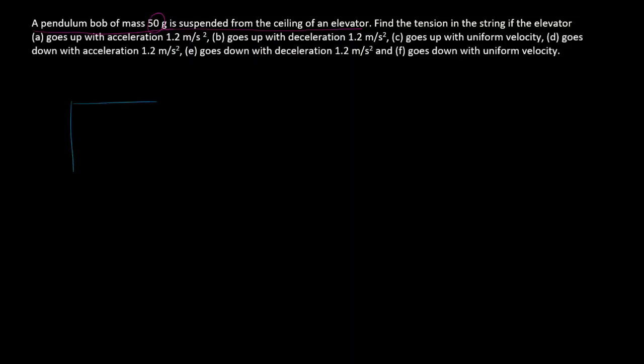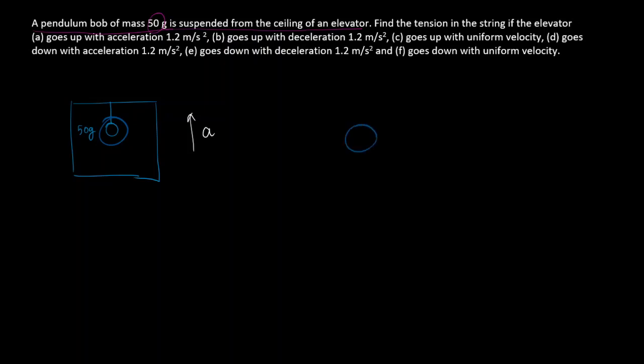So just to visualize it a bit better, you have an elevator in which there is a string, and that string is attached to a bob having mass 50 grams, and it goes up and down with some sort of positive, negative, or zero accelerations. So let's just denote that by A. A could be negative. In that case, you would have an acceleration downwards, but let's just take it for now. And on this bob, let's draw all the forces that are acting on it.